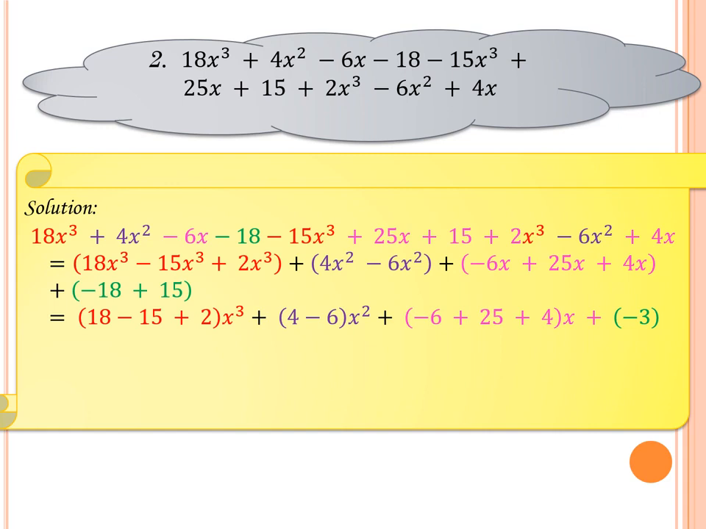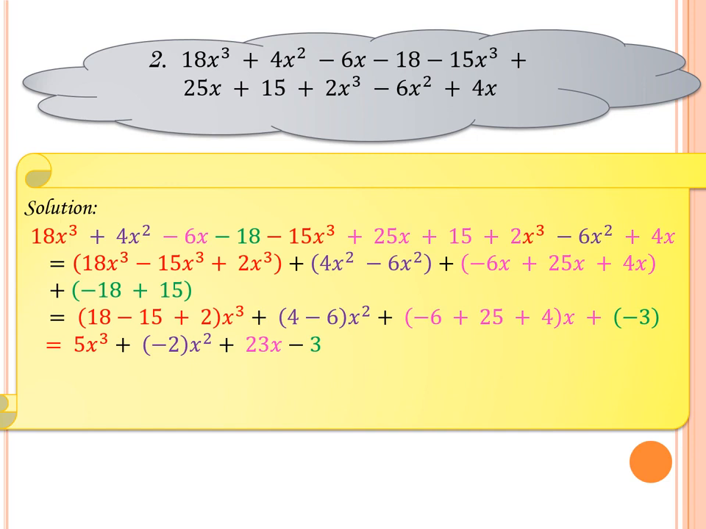x. And negative 18 plus 15, this will give us negative 3. Okay? Next, we're going to add or subtract the numerical coefficient of each term. Okay? So, 18 minus 15 is equal to 3, right? So, 3 plus 2, this will give us 5. Then, copy lang ang literal coefficient na x cubed. Plus, 4 minus 6, that gives us negative 2.